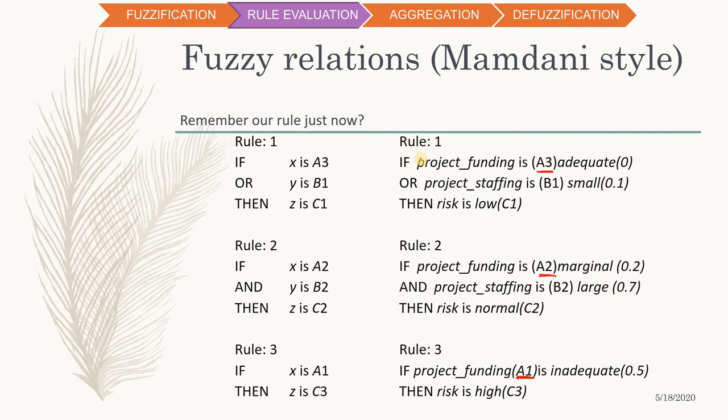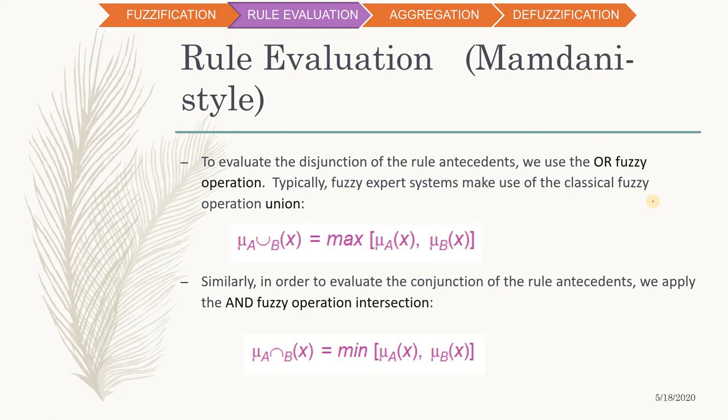Next, we have multiple antecedents, and these rules are bounded by AND or OR. We are going to find a single number from this. We have 0 and 0.1 here, and 0.2 and 0.7 here. So which value are we going to give to the consequent? We get the single value by using our fuzzy operator in the rule evaluation. So how are we going to do this rule evaluation?